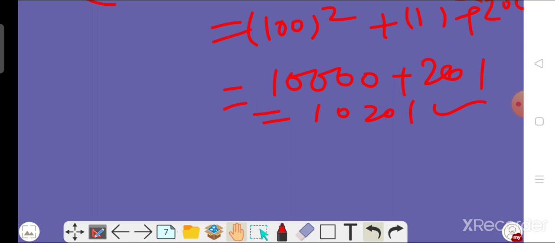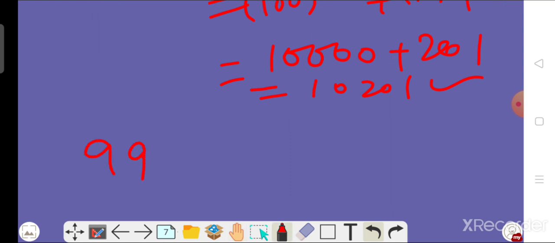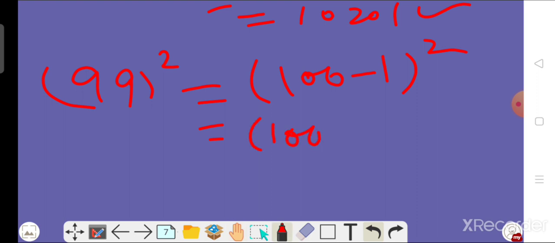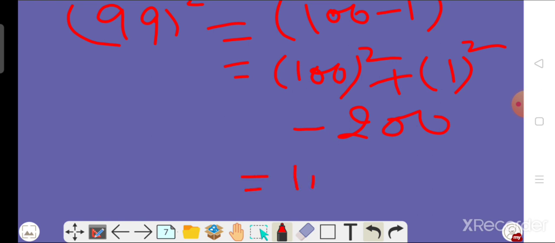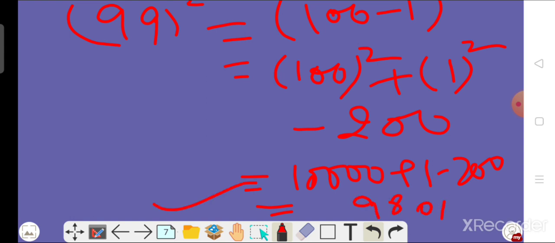And if you have to find the square of 99, in that case you can write 100 minus 1. Now you can apply the second identity, that is 100 square plus 1 square minus 2ab, that is minus 200. This becomes 10,000 plus 1 minus 200, and this is equal to 9801. So this is the way by which you can find the square of any number without any actual multiplication.